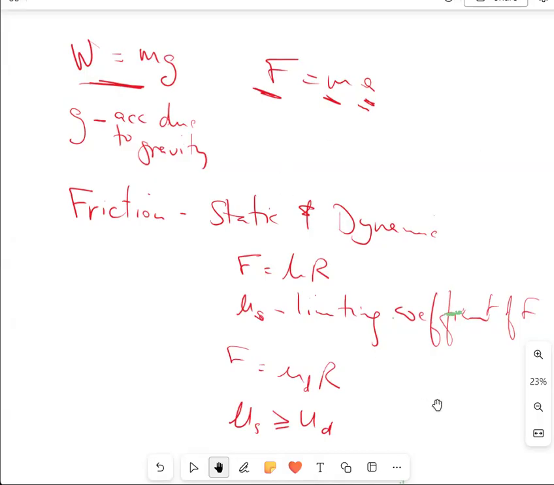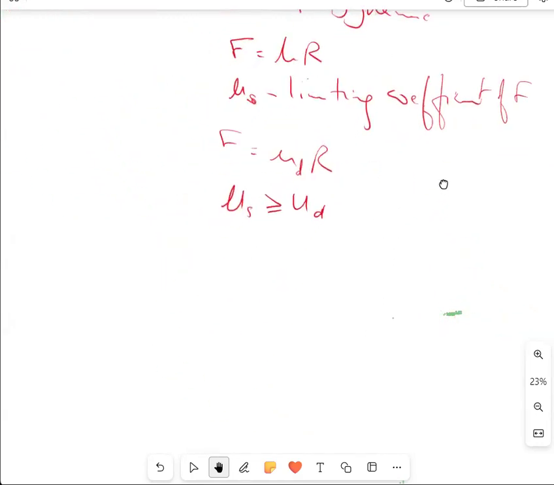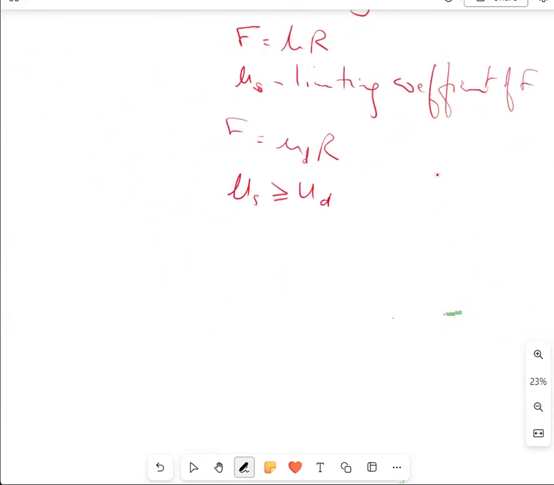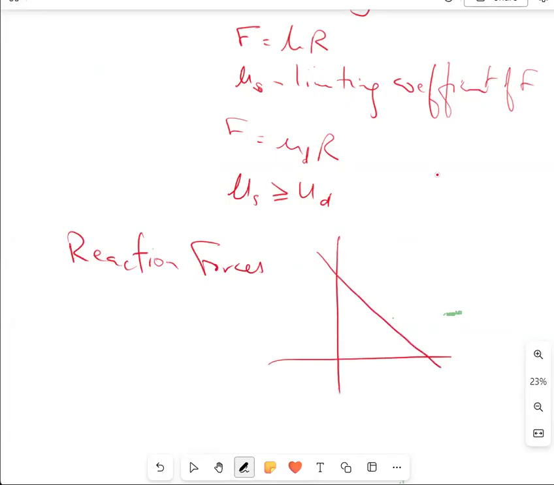And then you will hear of some other forces. We talked about reaction forces. So if you have something, let's say a ladder leaning on a wall. If the wall is smooth, the reaction is going to be directly perpendicular. Right?